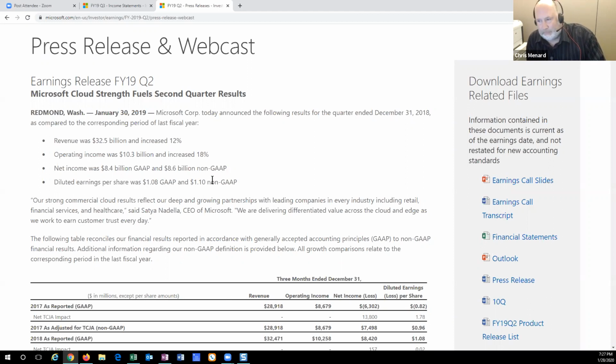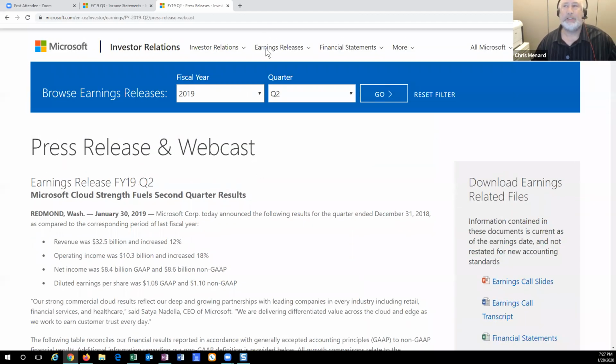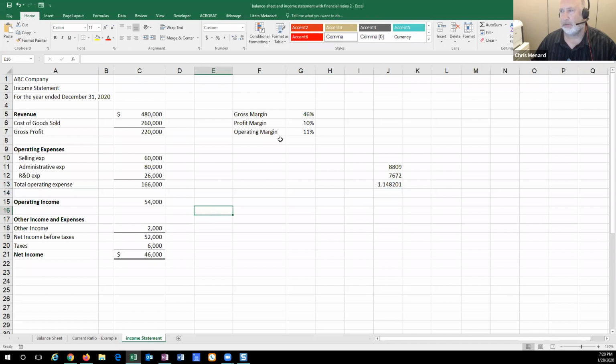So anyone have any questions before I continue? We have about another 5 to 10 minutes and we will be done. So let me pull this over back to Microsoft Excel. So there are your margins right there.